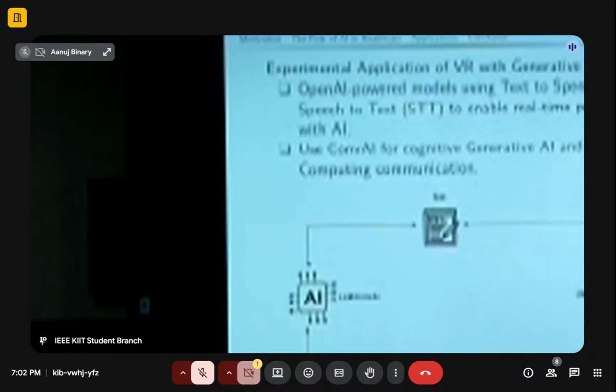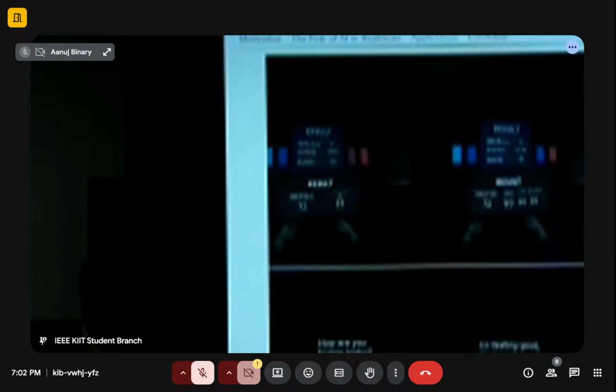So the same thing, and the experimental application of behavior with generative AI. So generative AI helps to convert text into speech and speech into text. So that is just an example. And now these are the results which we have generated. You can see the MOCA score, the same results you can see here by doing the experiment. So how are you feeling now? Feeling good. So yeah.